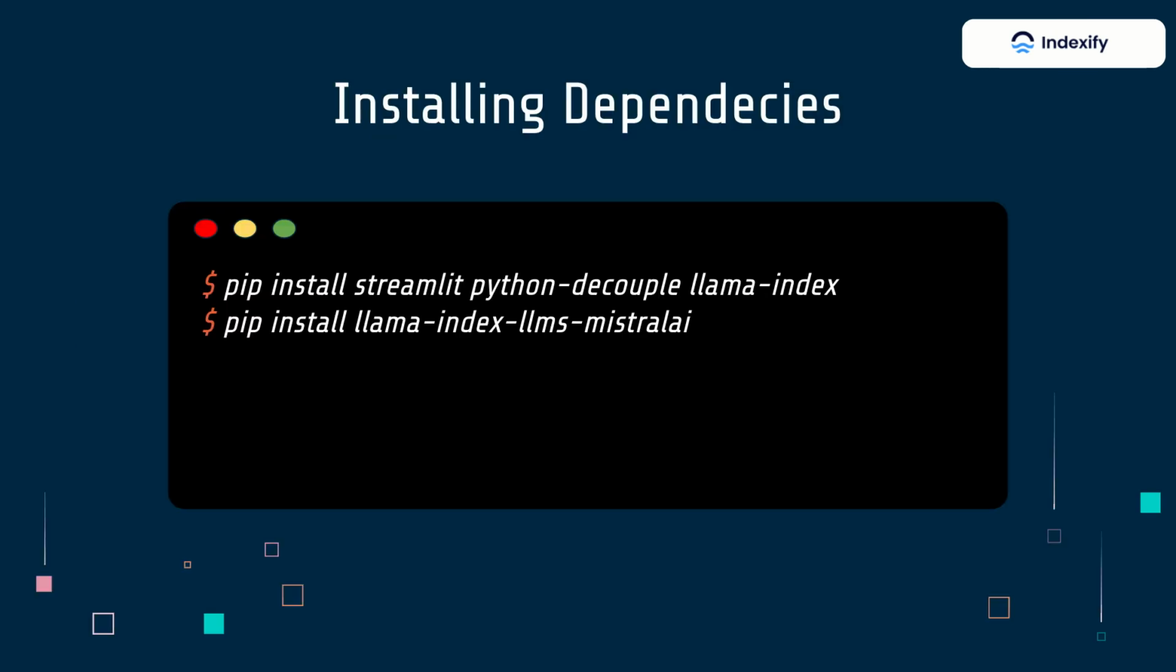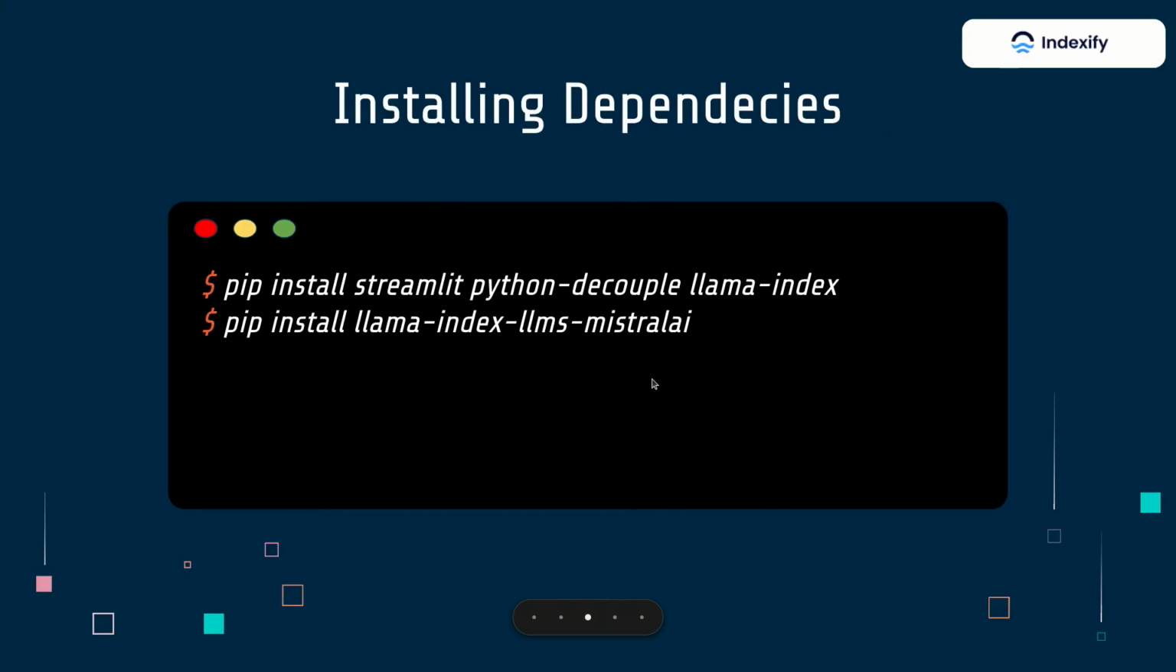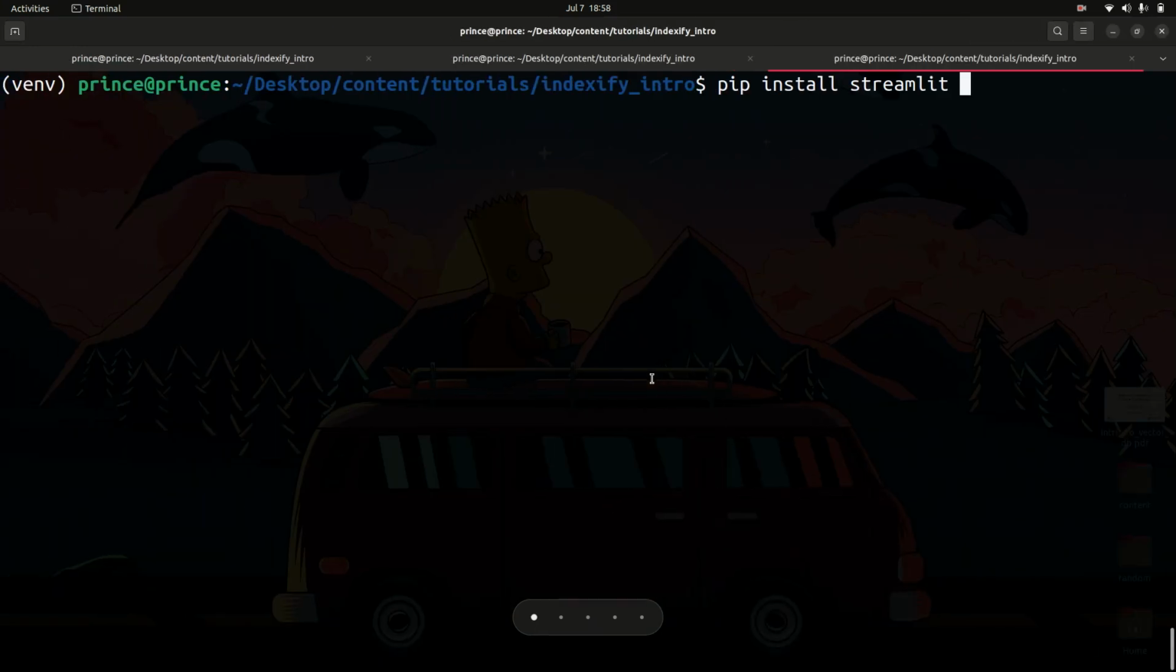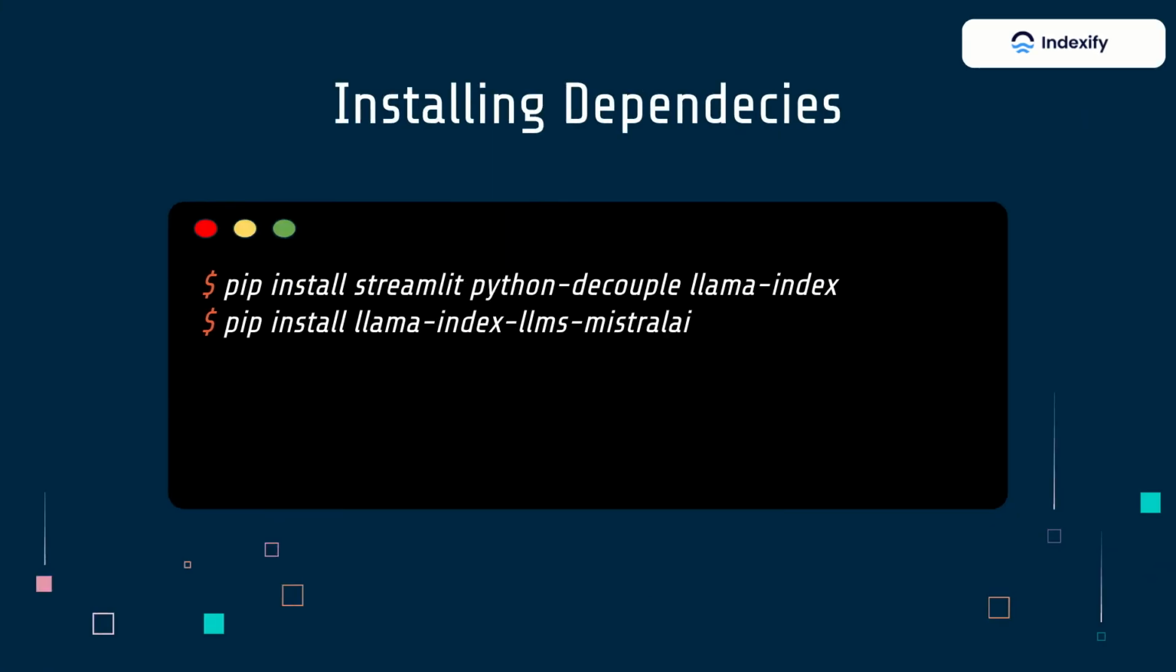For us to do this, we need to install a couple of things. We need to install Streamlit, so I'm going to go back in and say pip install Streamlit. You're also going to install Llama-index, because you already have Python decoupled installed. So Llama-index, and let's run that. Once it's installed, you're also going to install Llama-index Mistral. That's going to help us interact with the Mistral API, the Mistral LLM.